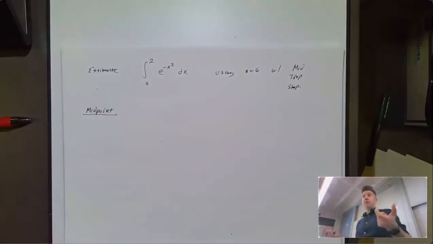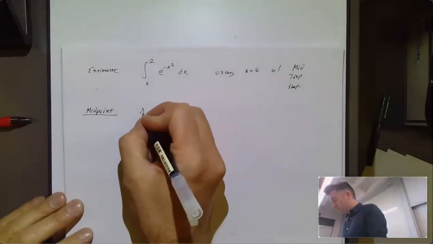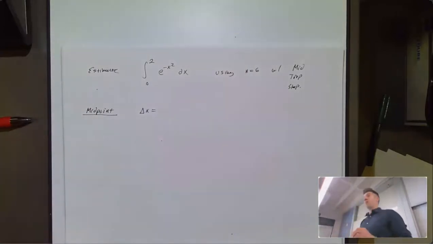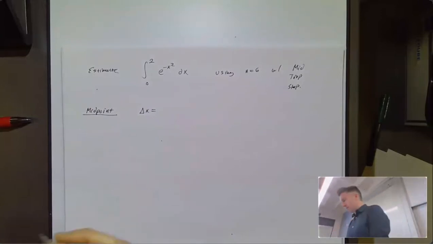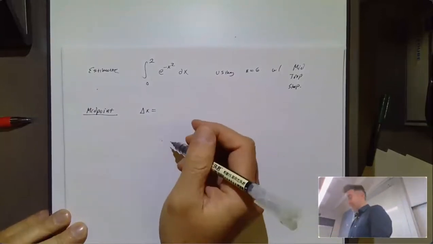So let me ask you all, what's my width of my rectangle? What's my delta x in this particular problem? Smaller than 1, right? I broke it, I did 6 because, right, I'm not kind. So my delta x is going to be what?